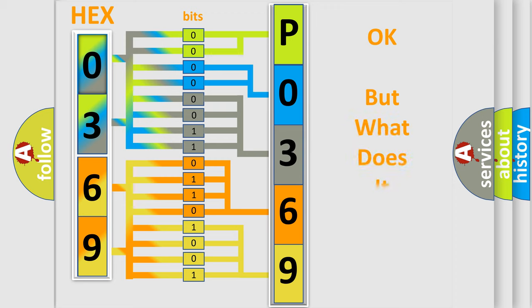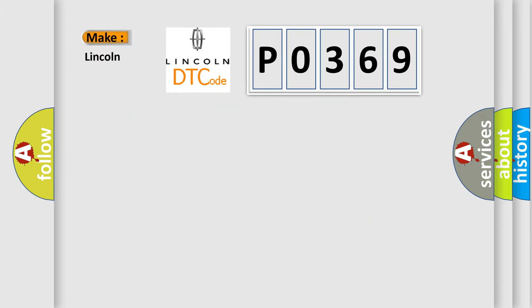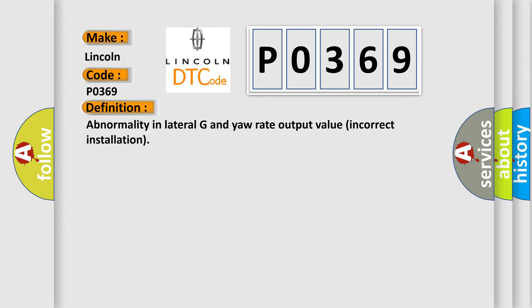The number itself does not make sense to us if we cannot assign information to what it actually expresses. So, what does the Diagnostic Trouble Code P0369 interpret specifically for Lincoln car manufacturers? The basic definition is: abnormality in lateral G and yaw rate output value, incorrect installation.